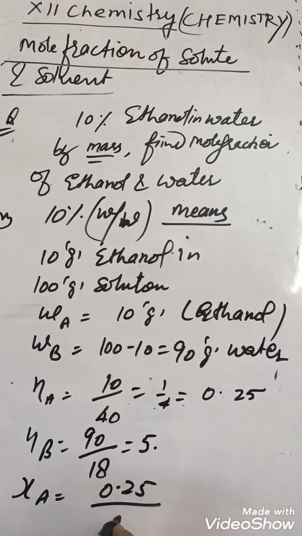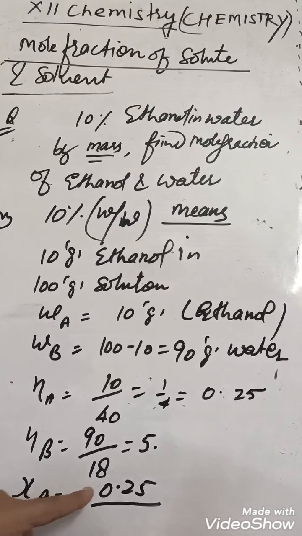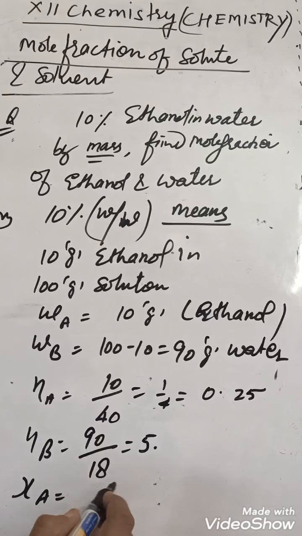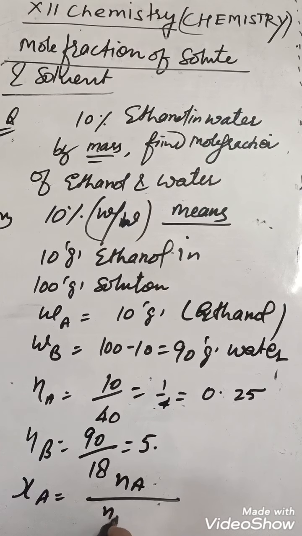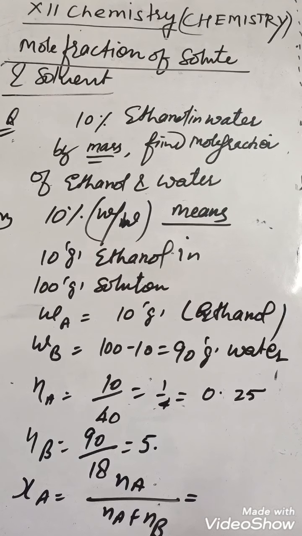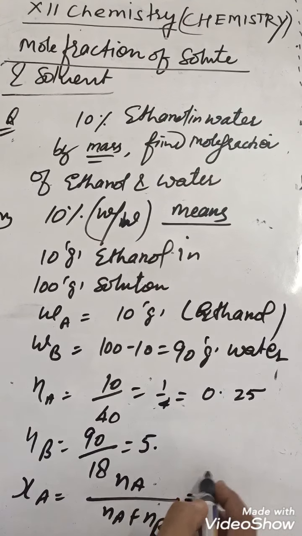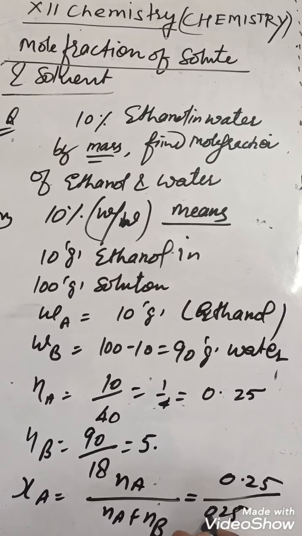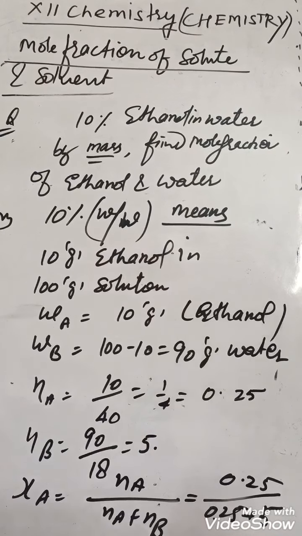What is the formula of XA? It is Na divided by Na plus Nb, and you can put in the values here. What is Na? 0.25. What is Nb? 5. So it is 0.25 divided by 5.25.